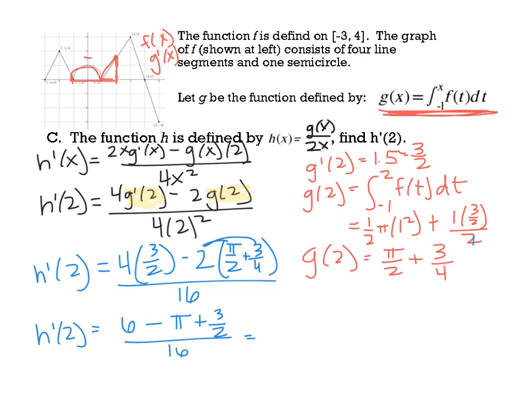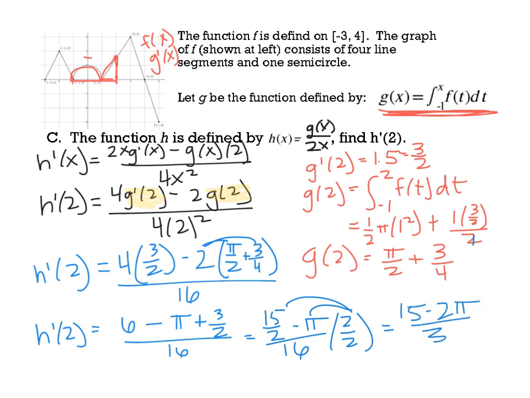Okay, so then if we simplify this, we get 6 plus 3/2, which is going to be 12/2 plus 3, 15/2. Minus pi over 16. Now we can multiply top and bottom by 2 to cancel out that divided by 2 on the top. So we would get 15 minus 2 pi over 32. And that would represent h prime of 2 of that function.